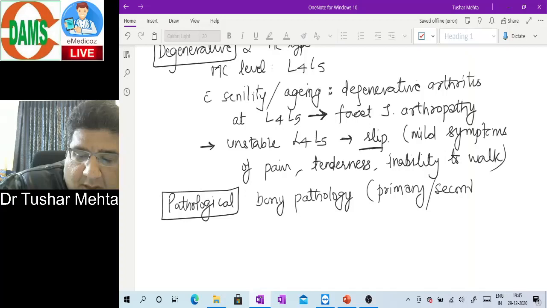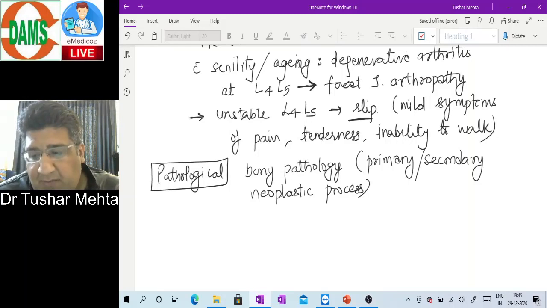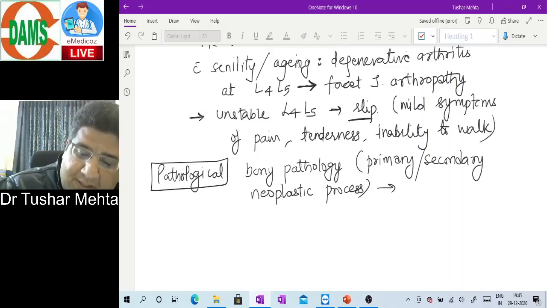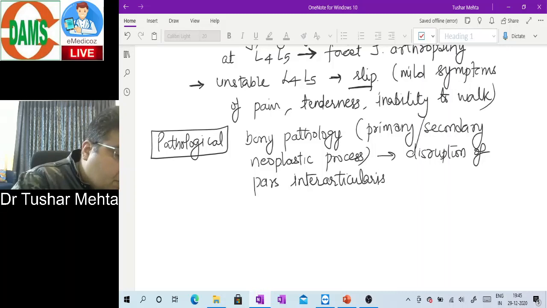I'm not saying it cannot be infection. I'm not saying it cannot be any other disease. It can be anything, guys. It can be infection. It can be anything. But usually it's a neoplastic process which leads to disruption of pars interarticularis. Are we able to understand this? So this is something that I feel that you all should remember.